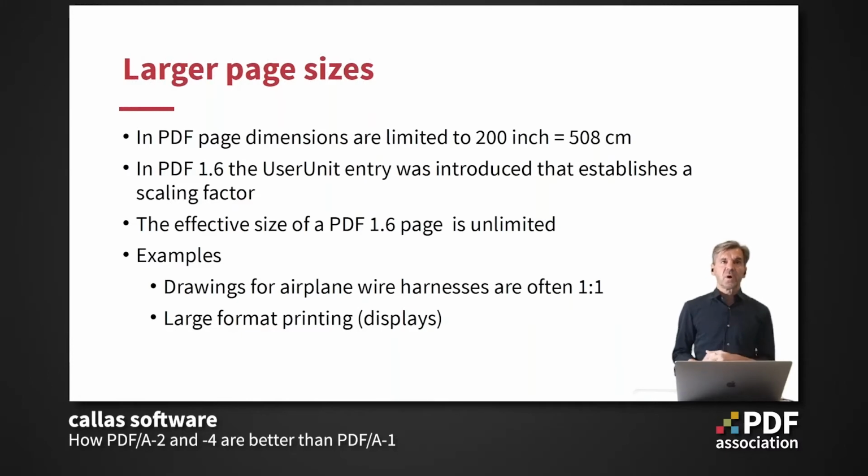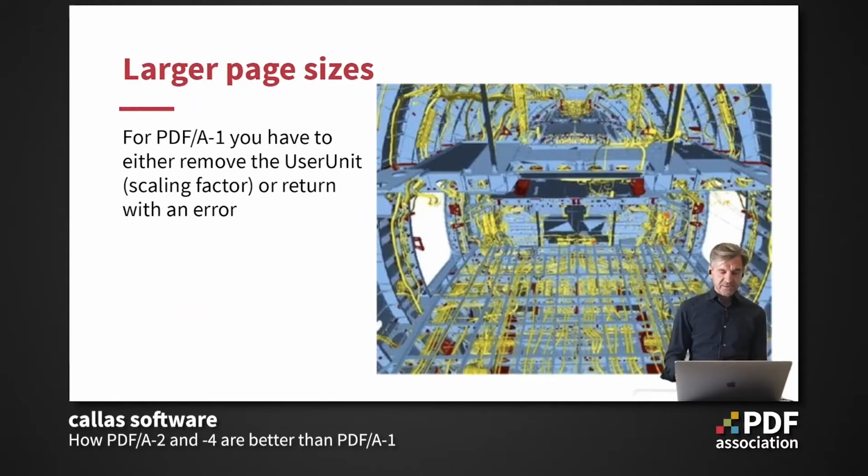So you're limited to 200 inch, which is, for instance, a problem for airplane wire harness drawings, which are often drawn 1:1 and, of course, then bigger than 200 inch. And we have customers that require us to refuse any such file for conversion to PDF/A and rather convert something else instead, because otherwise important information would go away, or similar for large format printings. So this could be a drawing, and the converter then has to decide whether it wants to remove the user unit entry or get back to the user with an error.